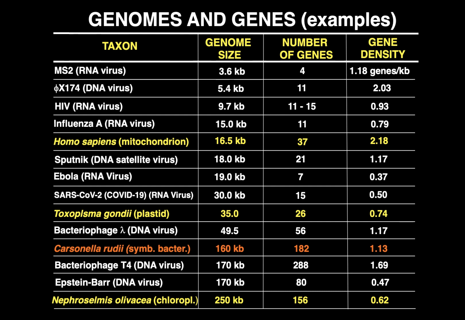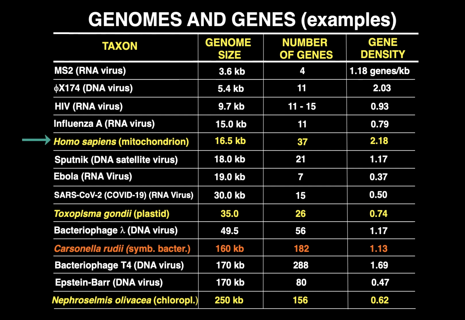So you can see in general, these are just ordered from small genome size to larger genome size. So you have a symbiotic bacterium. It has the smallest known bacterial genome, and it's a symbiont of a different organism. So it has a reduced genome and fairly concentrated genes, 1.13 genes per kb.